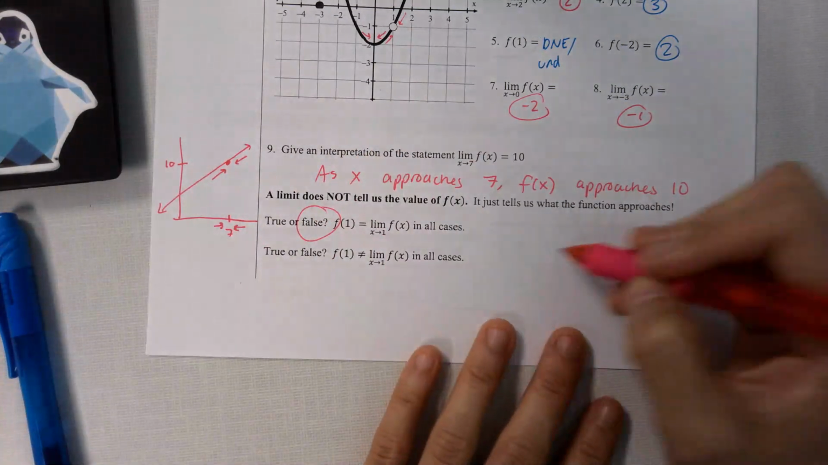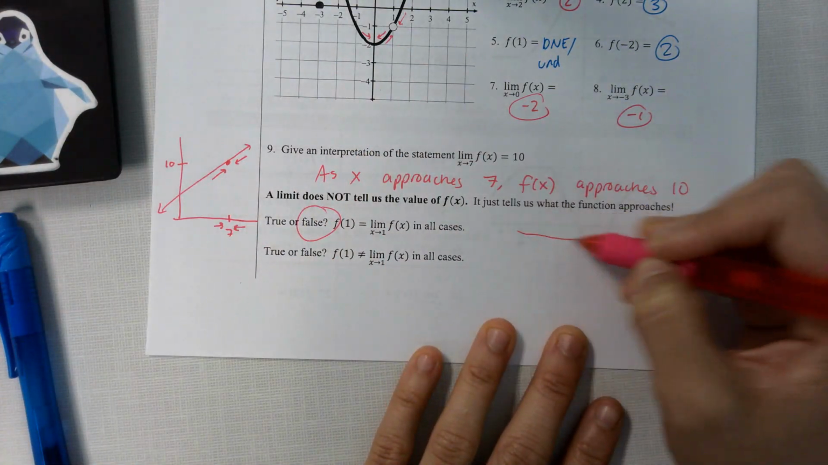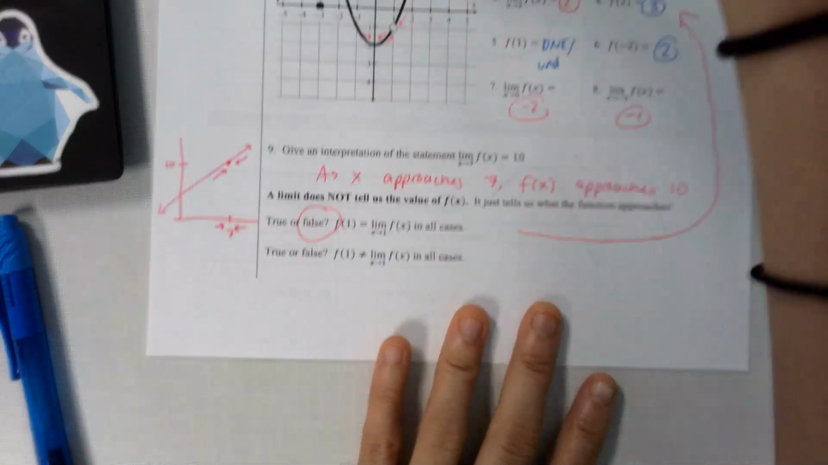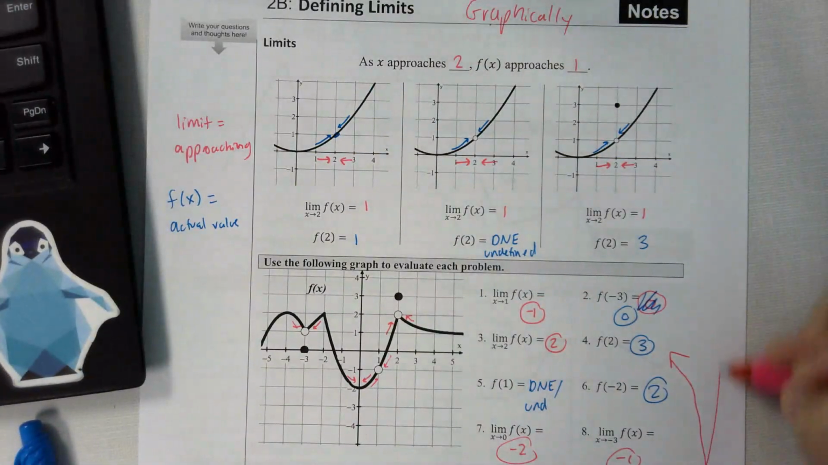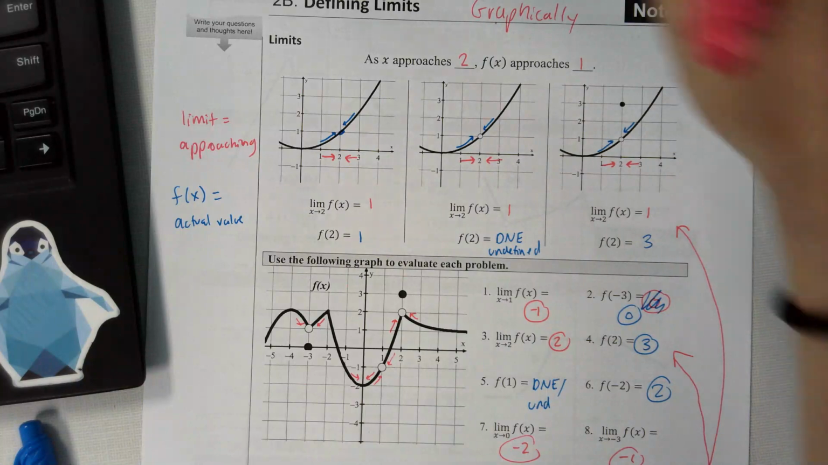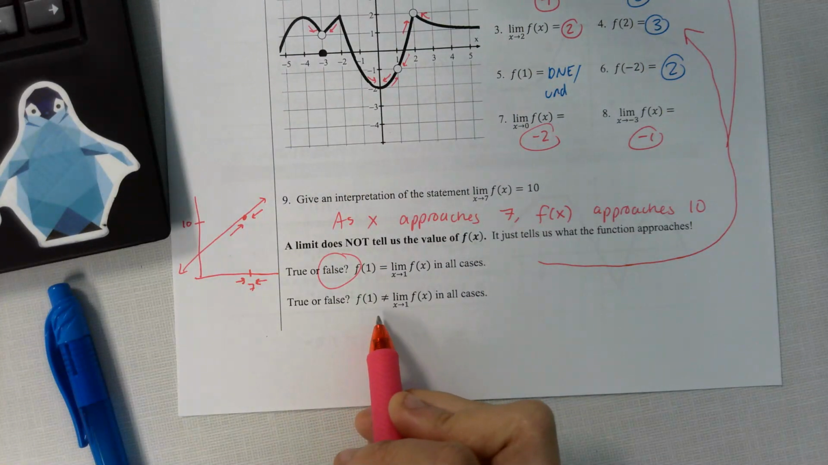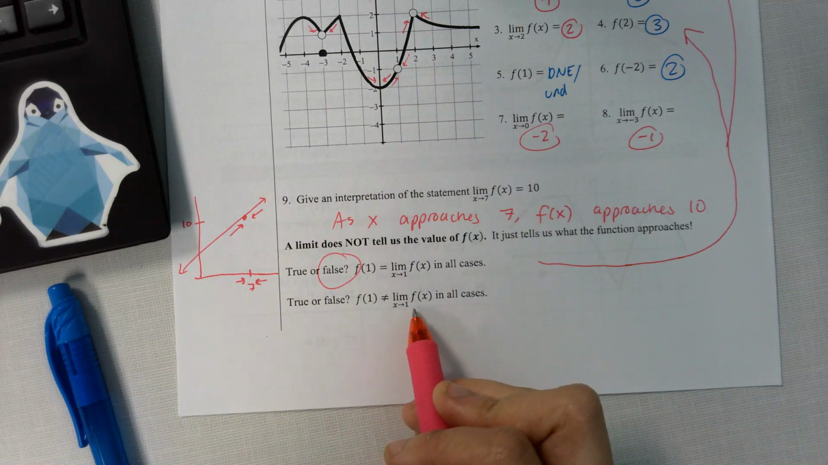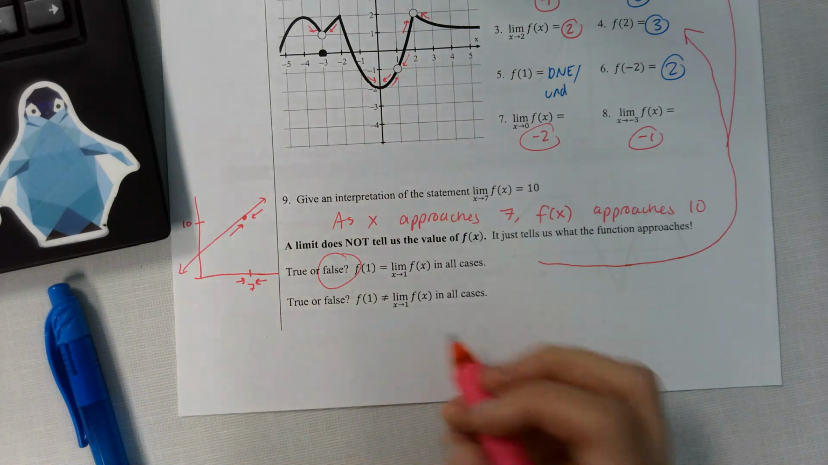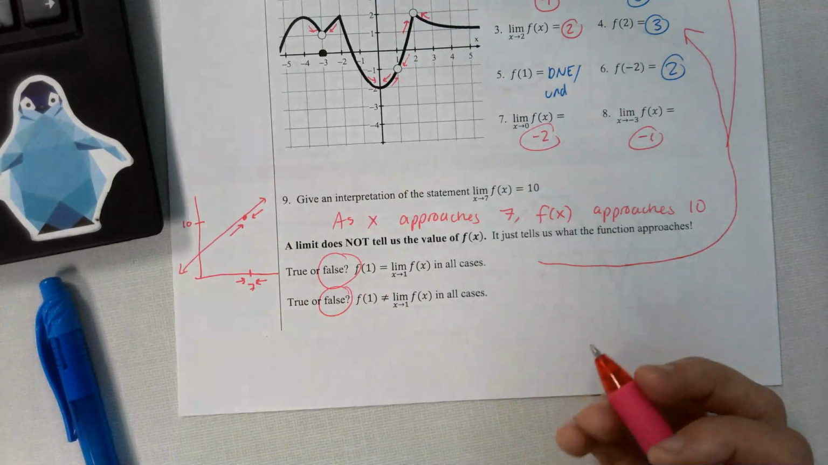And we can literally point to this example, or we could point to this example. These are both examples where that's not true. True or false? F of 1 is not equal to the limit as x approaches 1 of f of x in all cases. So this is also false because sometimes it is the same, right?